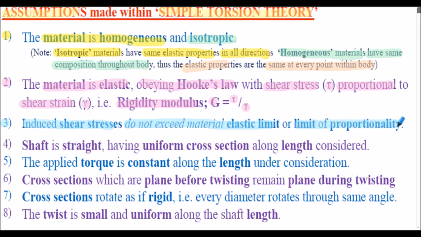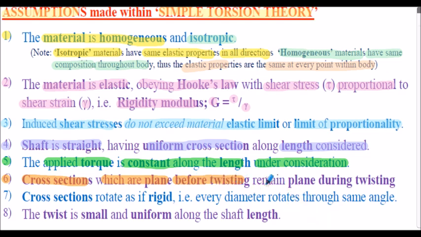of proportionality. Assumption 4, the shaft considered is straight, having a uniform cross-section along the entire length considered. Assumption 5, the applied torque is constant along the length under consideration. Assumption 6, cross-sections which are plane before twisting, two-dimensional in other words, remain plane during the twisting. Assumption 7, all cross-sections rotate as if rigid, in other words, every diameter rotates through the same angle. And assumption 8, the twist is small and uniform along the entire length of the shaft.